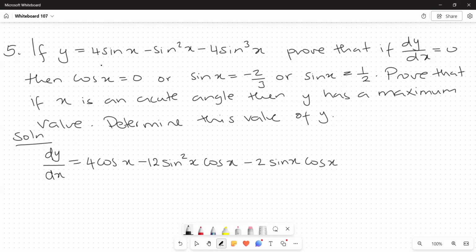Okay, so again, the derivative of 4 sine x is 4 cos x. The derivative of minus sine squared x is: the minus 2 will come down, the sine x to the power of 1, and then on the inside you have the derivative of sine x, which is cos x. And then minus 4 sine cubed x: the 3 will come down and multiply with the 4, you get minus 12. Then sine squared x, and the derivative of sine x is cos x, using the chain rule.